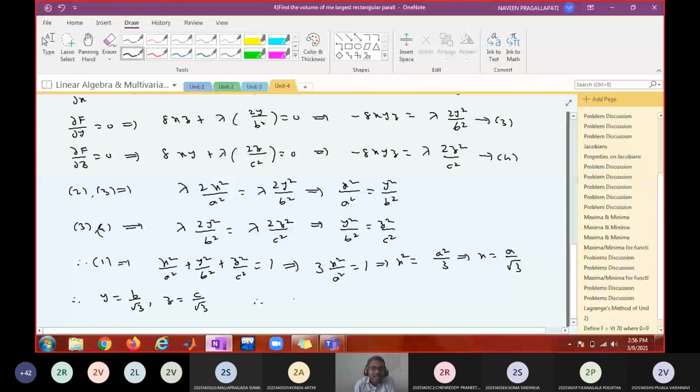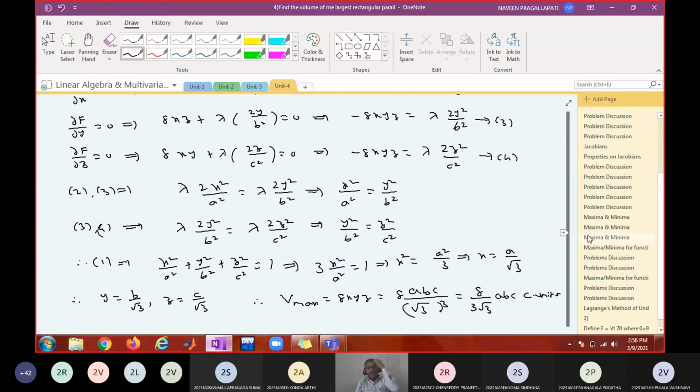Therefore, what is the largest volume? What is V max? V max equal to 8xyz. Put 8 into abc by root 3 whole cube. That means 8 by 3 root 3 abc cubic units. Do you agree? 8abc by 3 root 3 cubic units. And this is an important model from the examination point of view. Is this clear?